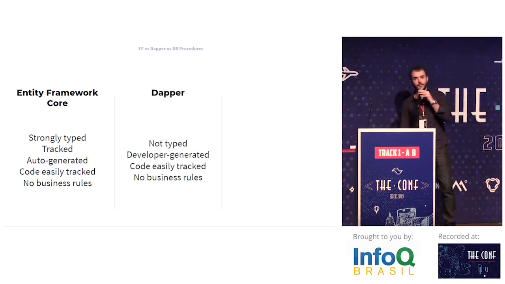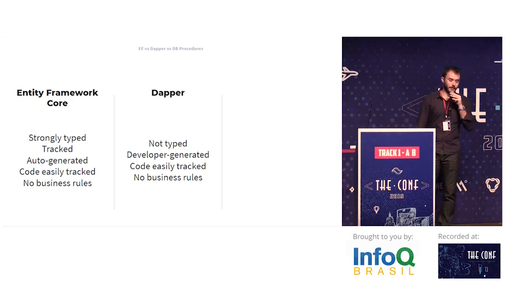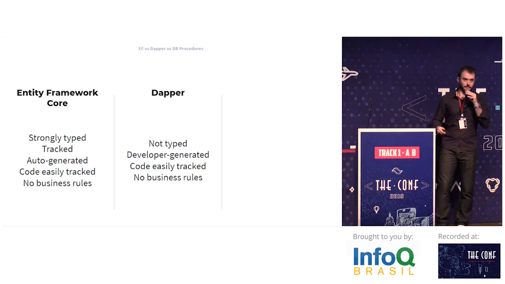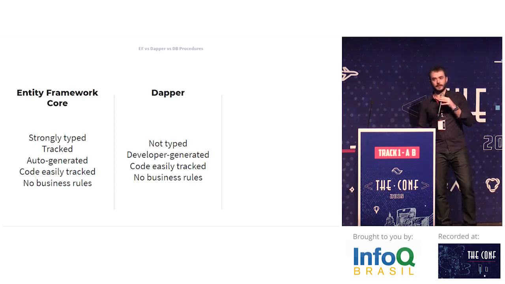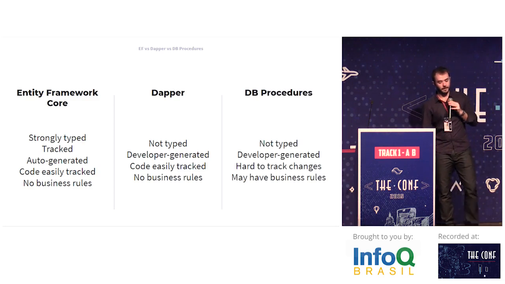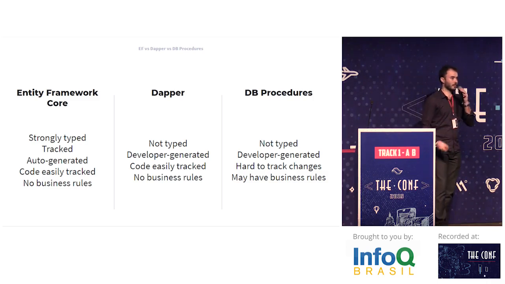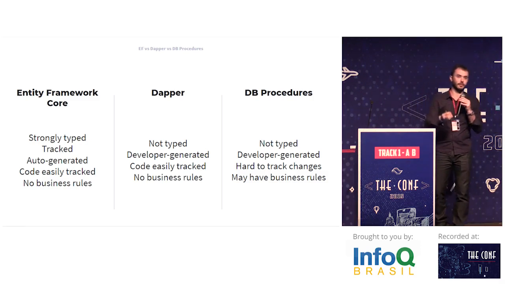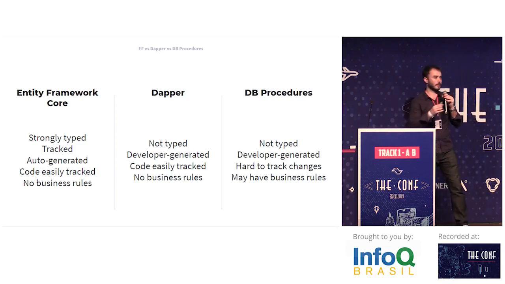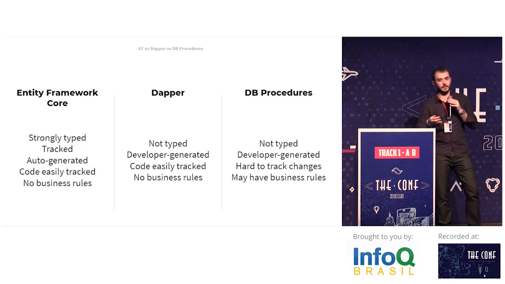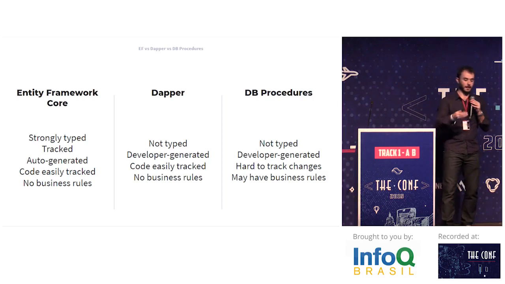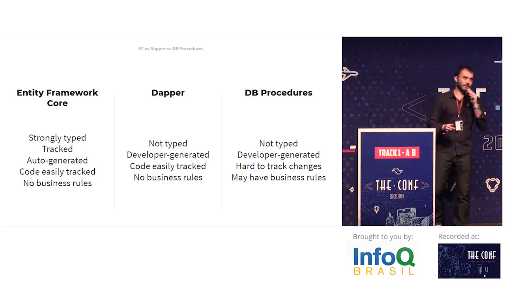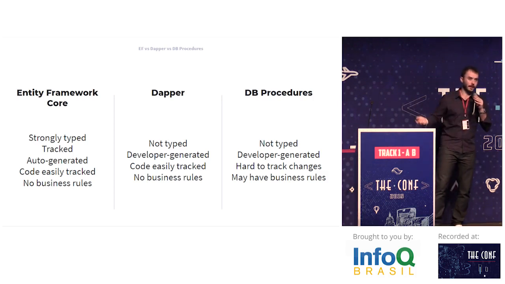When we talk about Dapper, we have queries that are developer generated. It's not typed, it has no business rules actually, but that's just one thing that we need to be careful of as well. The code is not so easily tracked, but a lot more than when we talk about DB procedures. They are not typed, they are also developer generated. They are somewhat hard to track changes. When we do something in the procedure, we have to create a migration or something just to make sure the procedure is running with the latest possible version. We need to make sure that our GitHub or whatever system we use keeps track of the changes that happen to the code itself of the DB procedure. And it may have business rules, it allows for that, and we need to be, again, careful with the use of them.